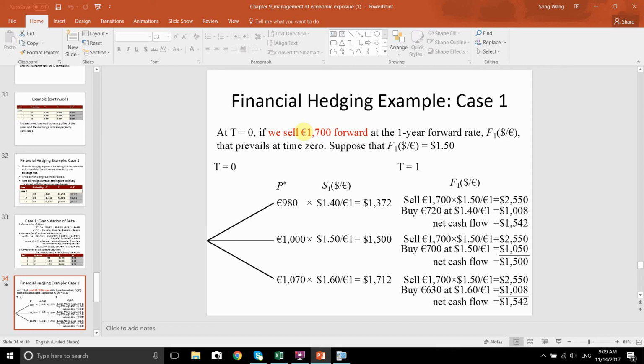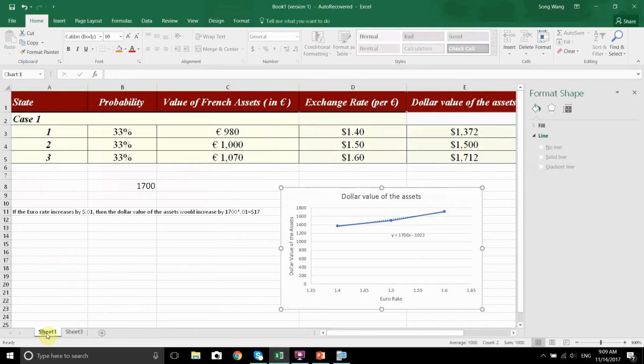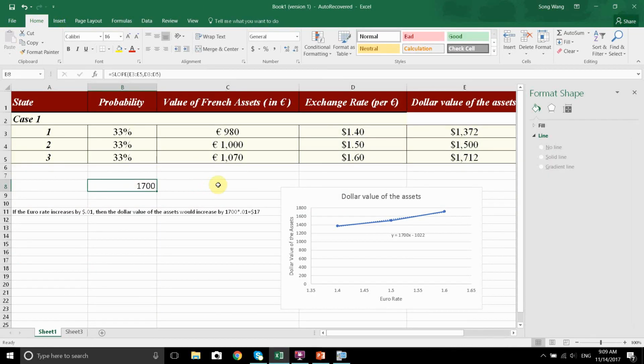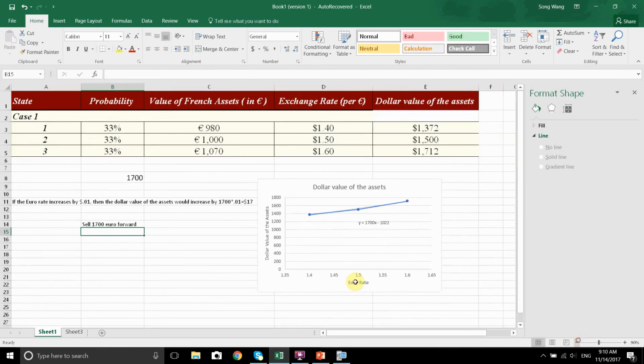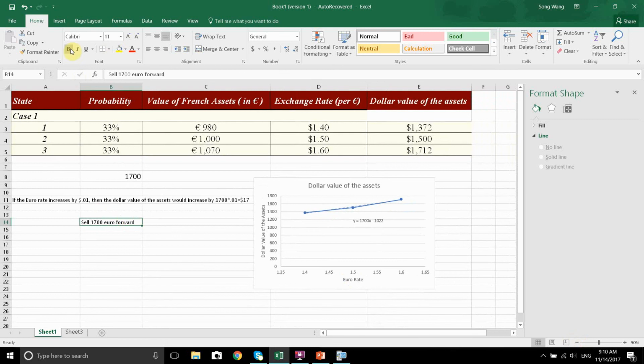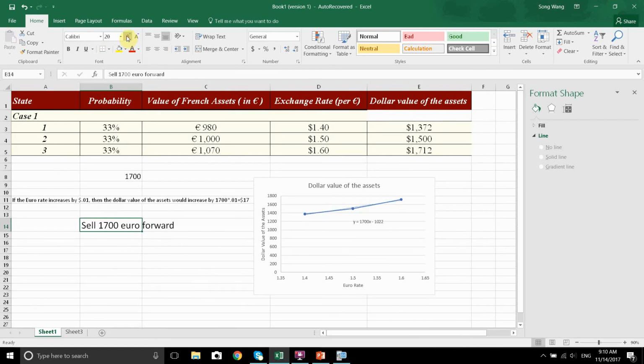After you get the number 1700, that is the number we use to sell forward. That's how we control the risk. Based on this number 1700 for case 1, we develop our hedging strategy. Our hedging strategy is to sell 1,700 euro forwards. So that's the strategy.